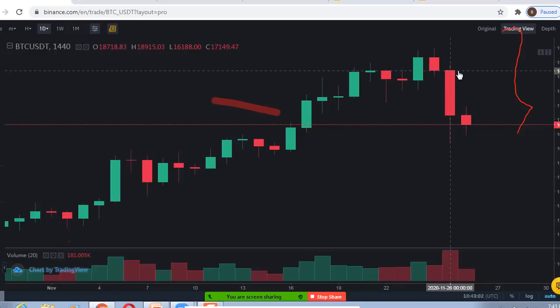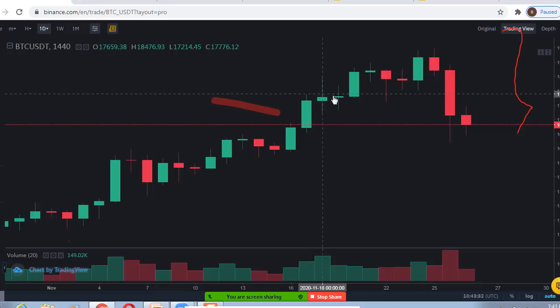This is the opening price when it comes to a bearish candle. I repeat again, if it's a bearish candle, this is the opening price, this is the closing price, this is the lowest price, and this is the highest price for this candle. When it comes to a bullish candle, we have the opening price here, the closing price here, the lowest price here, and the highest price here.